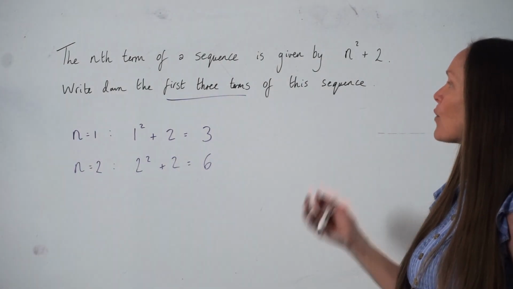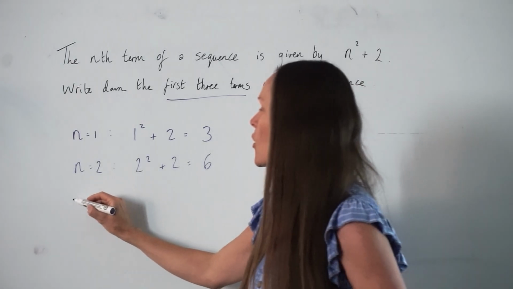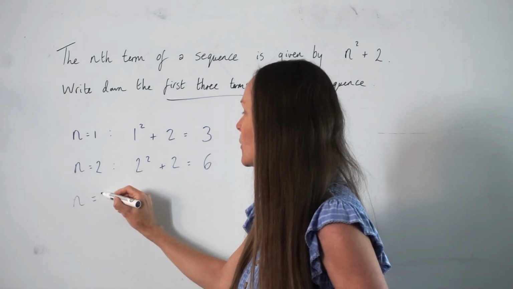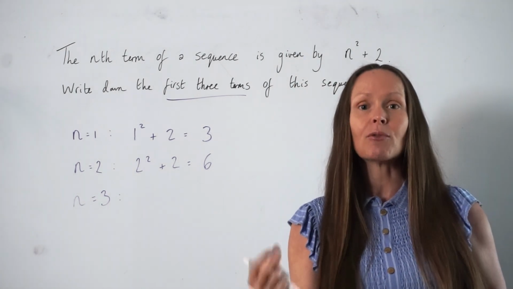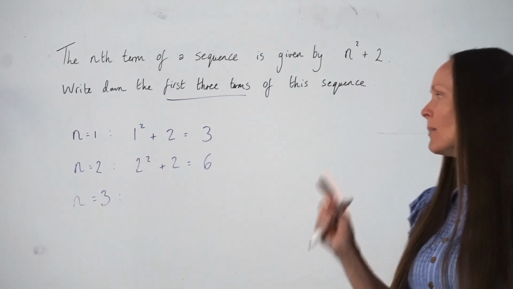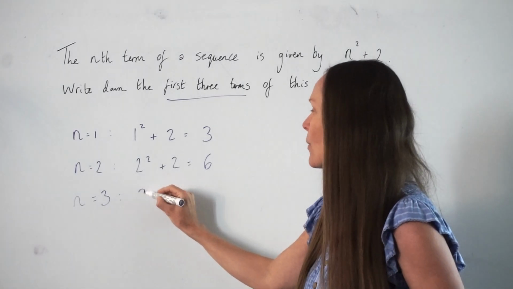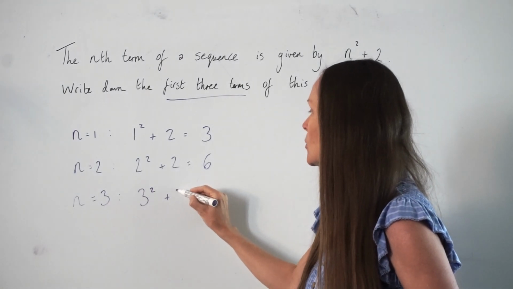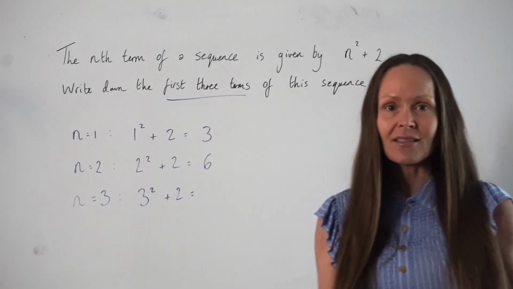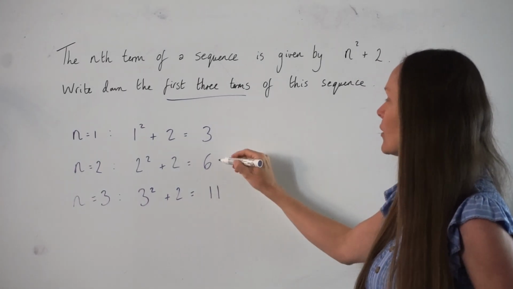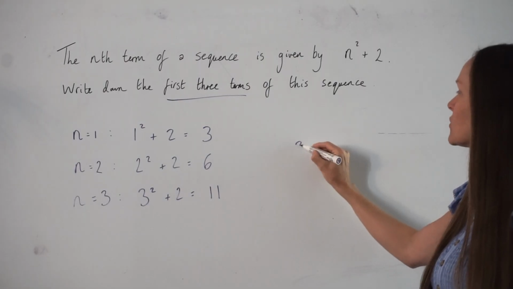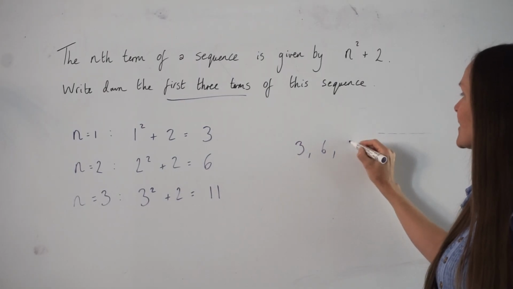And finally, for the third term in the sequence, we have to take when n is equal to 3, as it's position number 3. So again, you have to replace the letter n with that number, 3. So we're working out 3 squared plus 2. And 3 squared is 9, 9 plus 2 is 11. Okay, so here are the first 3 terms of the sequence, 3, 6 and 11.